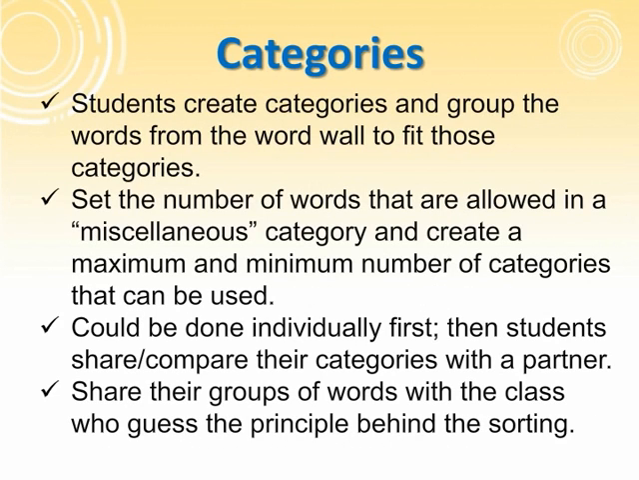This activity is very much like the word sort activity that I talked about earlier. Students create categories and group the words from the word wall to fit into those categories. You should set the number of words that can be allowed in the miscellaneous category and create a minimum and maximum number of categories that can be used. This could be done individually at first, and then the students could share and compare their categories with a partner. Later on, they could share their groups of words with the class, who would have to guess the principle behind the sorting.